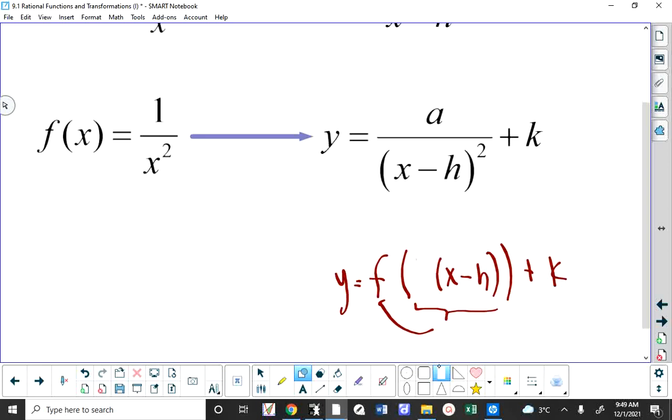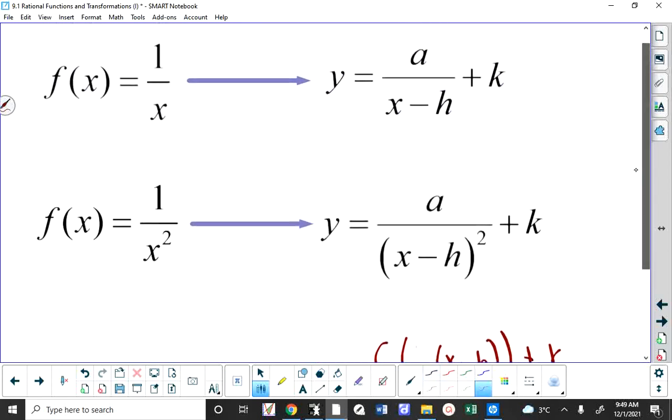This would go in for x in the original function. The function is 1 over x squared, so we get 1 over x minus h squared. We multiply it by a, and I'm on a roll here because I forgot my a. We multiply that by a, so you're going to have a times 1 over x minus h quantity squared, and then you're going to add k.